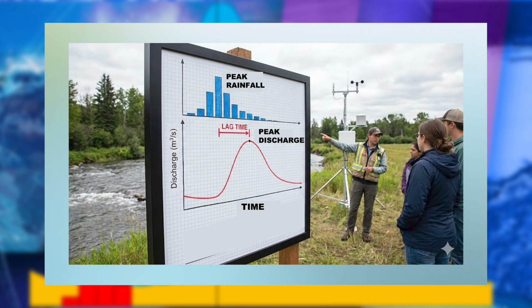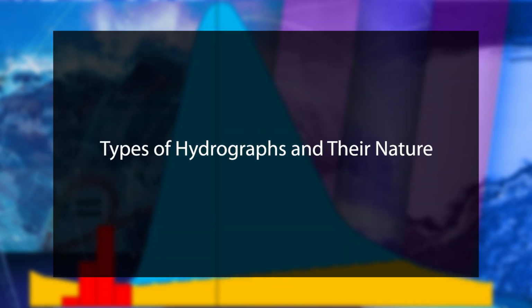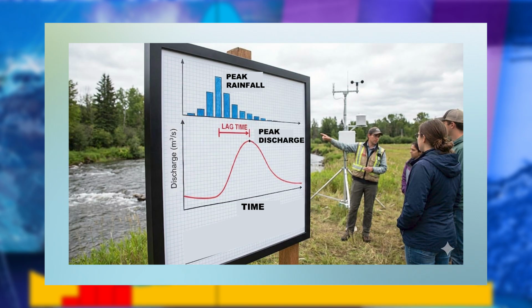So far as the lag time in the hydrograph is concerned, it is the time delay between the peak of the rainfall and the peak discharge, which indicates runoff generation efficiency and watershed response time. Now let us focus on the types of hydrograph and their nature. Hydrographs show the relationship between discharge, or flow rate, in a river, stream or watershed and time, and serve as a critical tool for hydrologists in analyzing watershed behavior, forecasting floods and designing water management systems.